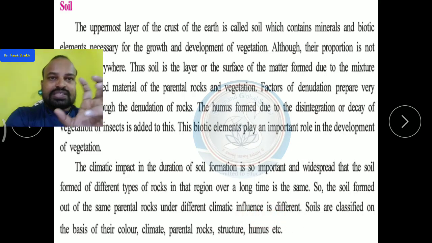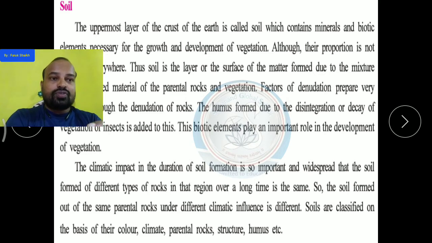Okay, so from the same rock a soil is formed, but because of the different climatic situation, different climatic influence, the soil that is formed is also different. The effect of the climate, the effect of the environment, is different, and that is why different soils are formed.